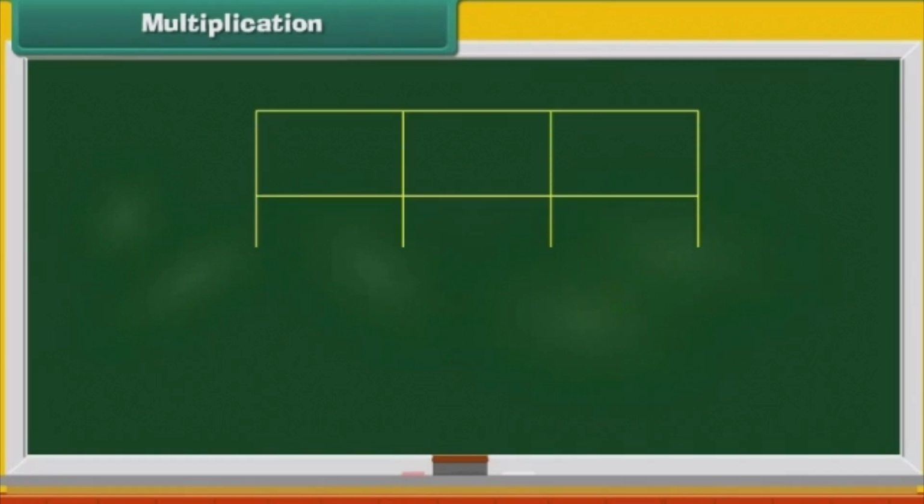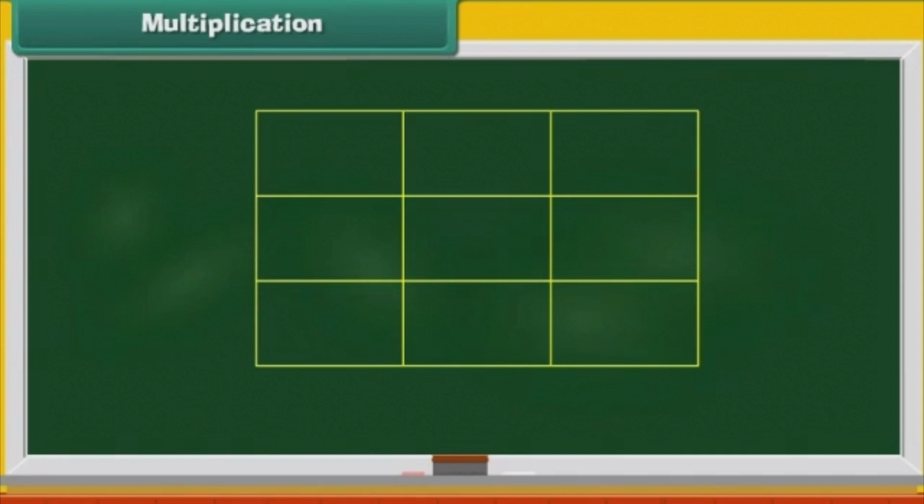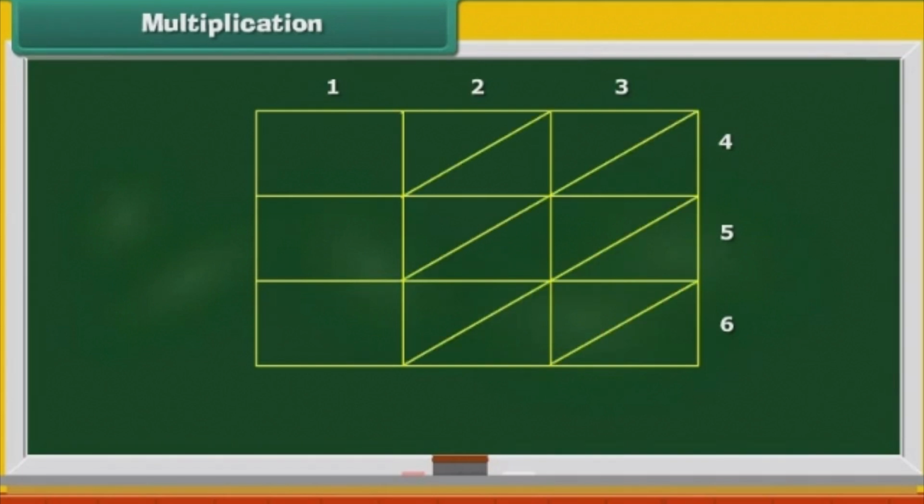Draw a table with 3 rows and 3 columns. On the top, write 1, 2, and 3 horizontally from left to right. On the right, write 4, 5, and 6 from top to bottom. Divide each cell of the table into 2 with the help of a diagonal.